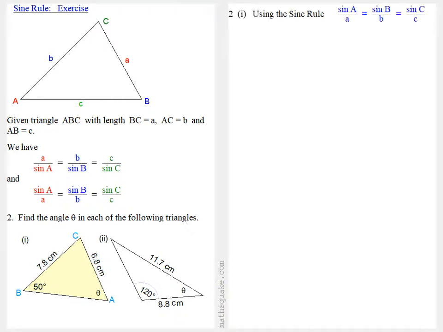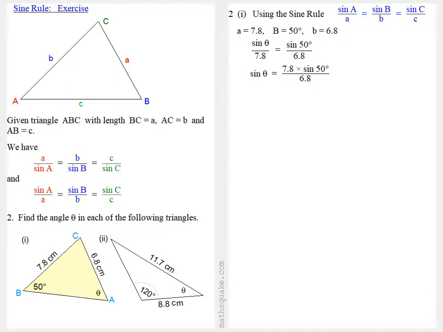So we're going to use the sine rule, but this time in the form sine A over A equals sine B over B equals sine C over C. And we have the side A is 7.8 centimeters, the angle B is 50 degrees, and the side B is 6.8. So, substituting it in, we get the sine of theta over 7.8 equals the sine of 50 over 6.8. If we multiply both sides by 7.8, we get sine of theta equals 7.8 times sine 50 over 6.8.